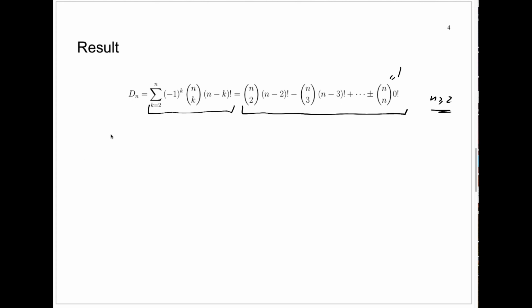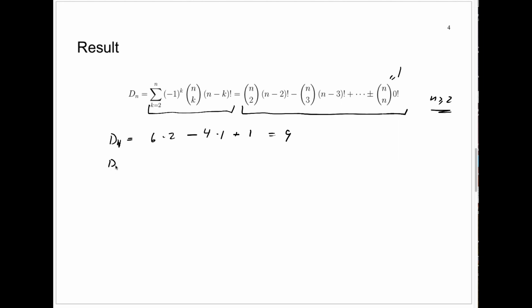Let's check out this formula real quickly. What is d4? d4, using this formula, is 4 choose 2, which is 6, times 4 minus 2, which is 2 factorial, that's 2, minus 4 choose 3, which is 4, times 4 minus 3, which is 1 factorial. Then we'd have the 4 choose 4 times 0 factorial, which is plus 1. That's 12 minus 4 plus 1, that's 9. And that's a number we've already seen when we first looked at derangements. There are 9 derangements of a string with 4 distinct letters.